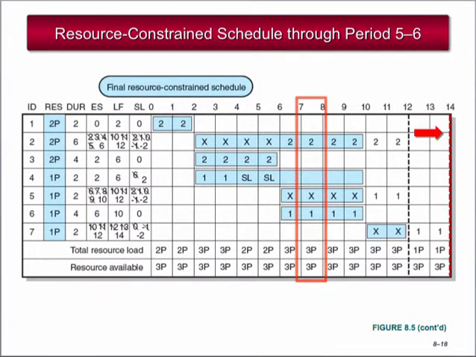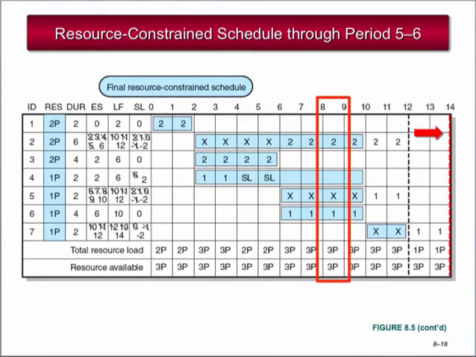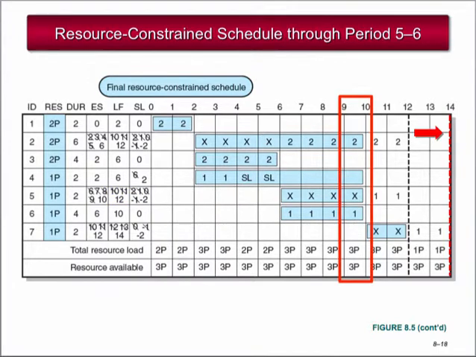There are no programmers available. Therefore, delay Activity 5 and update early start to 8 and slack to 0. Period 8 to 9 has its resource limit met. So we delay Activity 5 and update early start to 9, late finish to 11, and slack to -1. Period 9 to 10 has also reached its resource limit. So we delay Activity 5 and update the early start to 10, late finish to 12, and slack to -2.